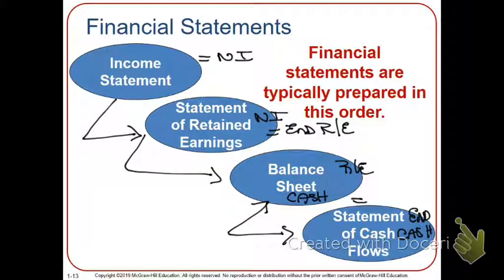Chapter 2 is all about the balance sheet. Chapter 3 is all about the income statement. Chapter 12 is all about the statement of cash flows, and the statement of retained earnings doesn't get its own chapter because it's so small.